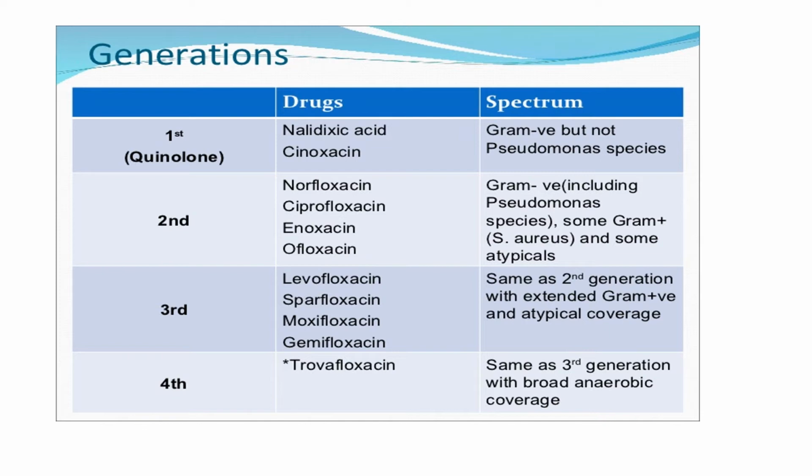The third generation includes levofloxacin, sparfloxacin, moxifloxacin, and gemifloxacin. The spectrum of the third generation is the same as that of the second generation, with an extended spectrum for gram-positive organisms. That is, the coverage is becoming broader, with some atypical coverage. The fourth one, trovafloxacin, has the same with a broader anaerobic coverage. So there are four generations of fluoroquinolone: one, two, three, four. The first one is always our first discovered drug, nalidixic acid, and then come our original drugs under two, three, and four.